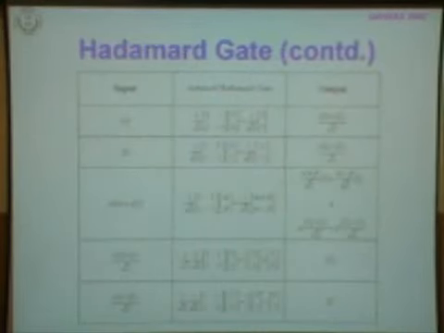Then this is some summary of action of Hadamard gate. If this is the input, this is the output. 1 gives 0 minus 1 by root 2. Superposition of both, alpha 0 plus beta 1, gives this. You can rearrange the terms. 0 plus 1 by root 2 gives us back 0. 0 minus 1 by root 2 gives us back 1 again.